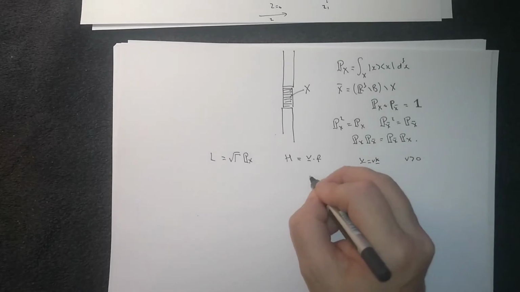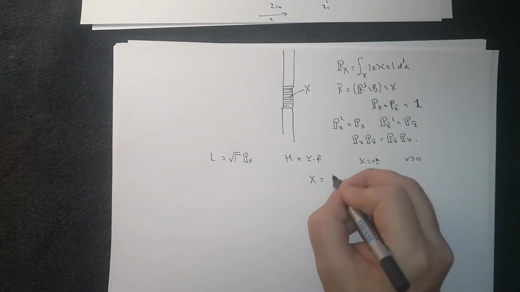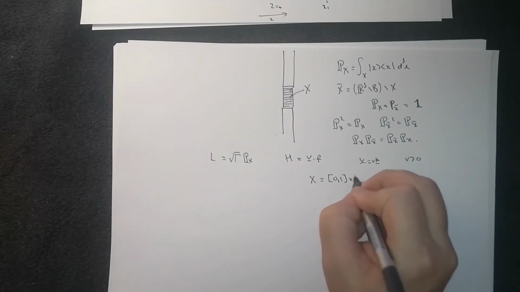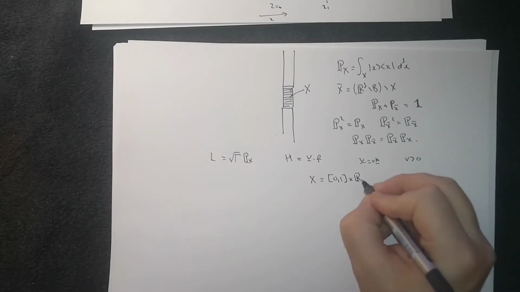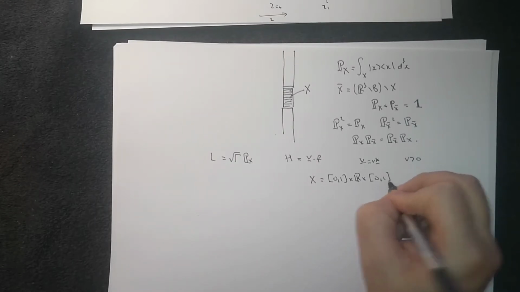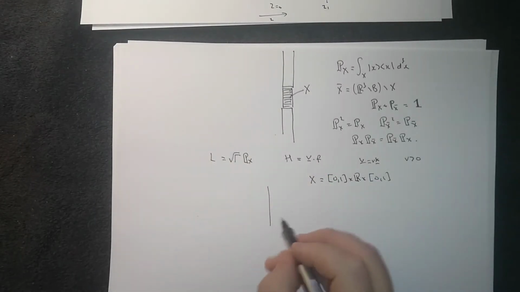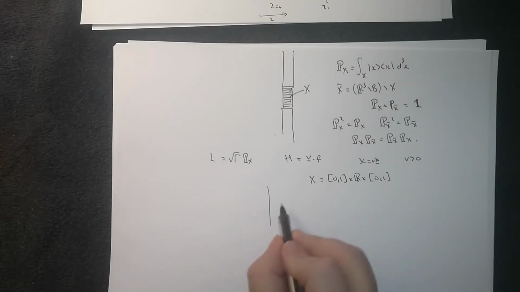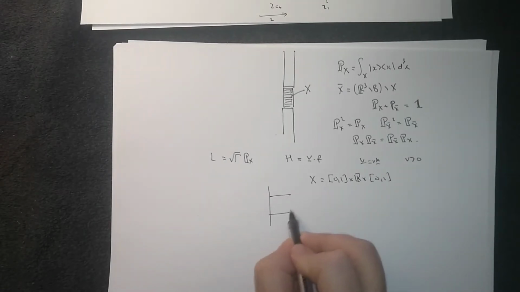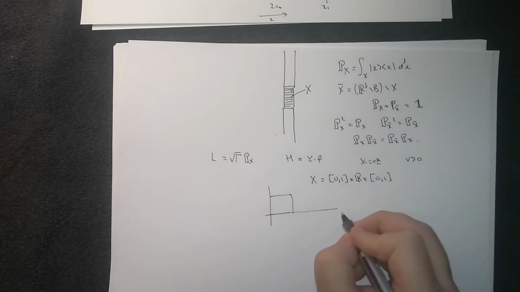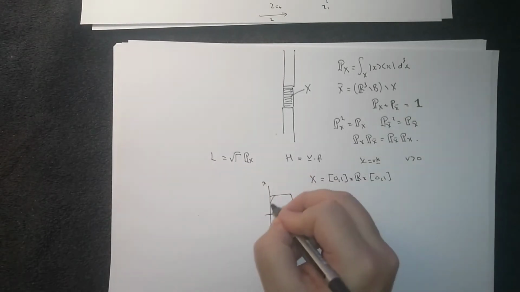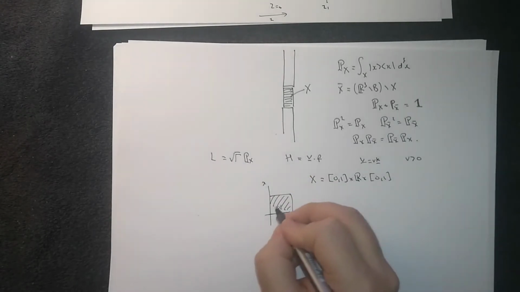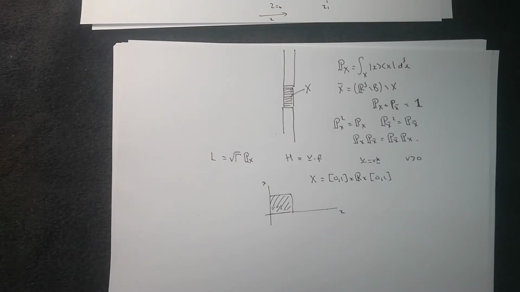And let X be [0, 1] cross R cross [0, 1]. So in this case we're going to be looking at a region like that, and it extends infinitely far upwards and downwards into the plane of the paper.